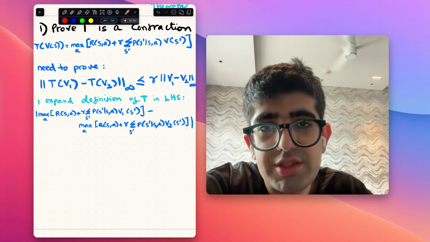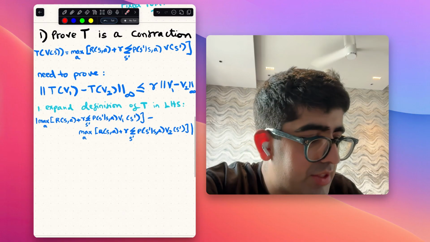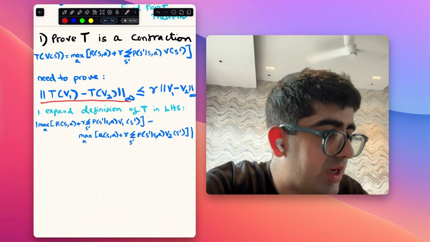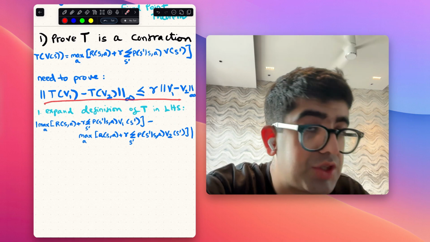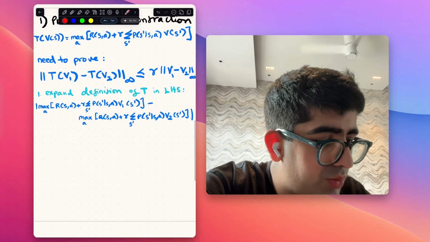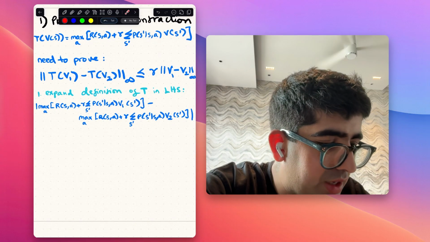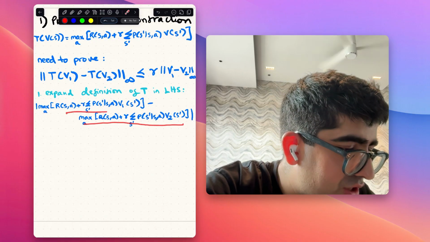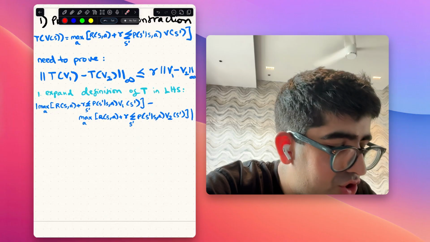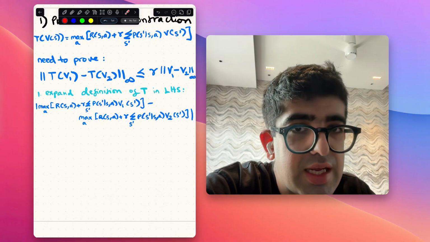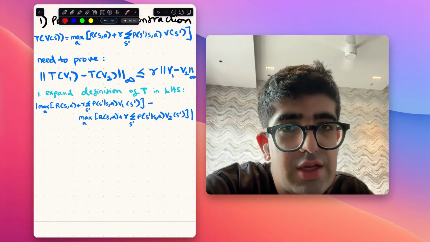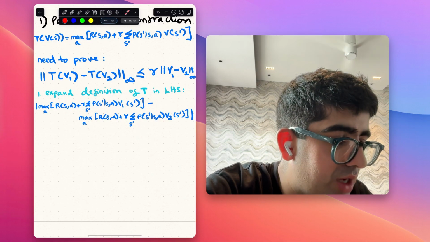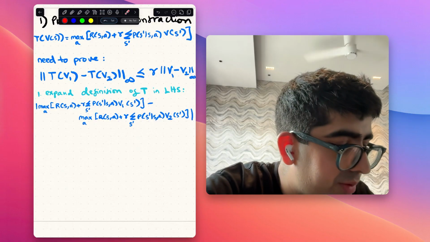Awesome. So the first step of this proof would be to expand the definition of T inside the left-hand side of the expression that we want to prove. So once we make use of the definition of T, we get this gnarly looking expression. And just to make this video more concise and actionable, I have done a lot of the steps and the computation so that we can just talk about the general outline and the thought process of each step.